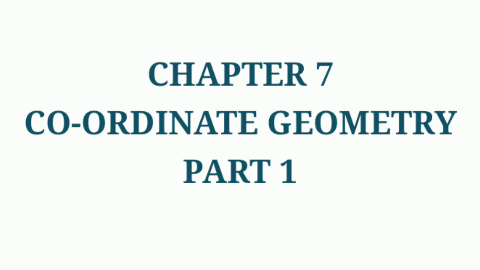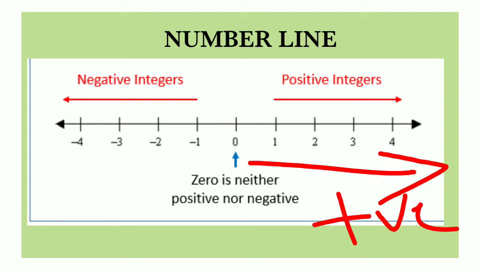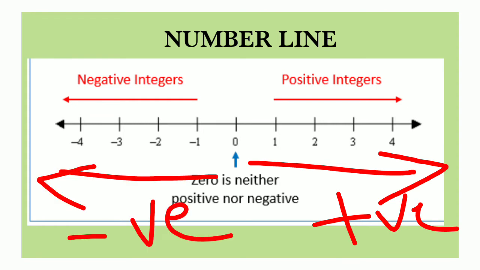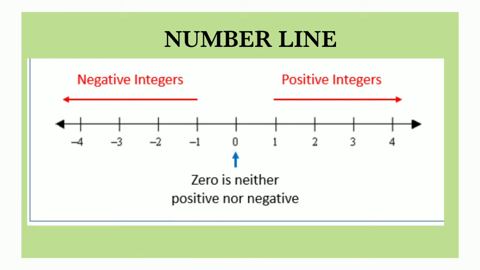Chapter 7 Coordinate Geometry Part 1. Dear students, do you know what a number line is? Yes, you already learned the number line in earlier classes. On the number line we mark 0, and the right side of 0 has positive integers and the left side of 0 has negative integers. That means every point has a number and every number has a point on the number line.